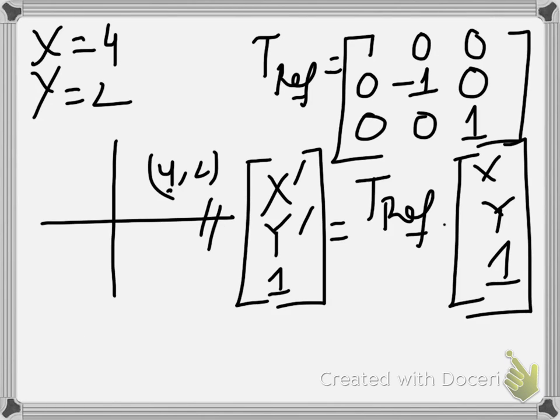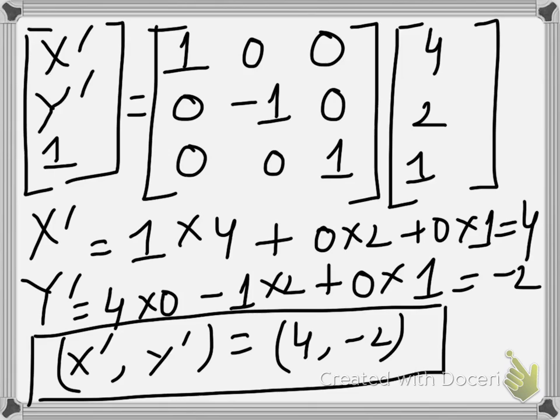So you are going to get your resulting point at 4 minus 2. So that was all about reflection in 2D. Hope you have learned something.